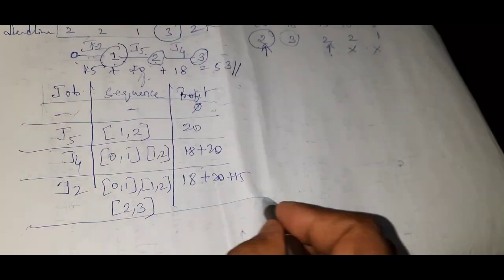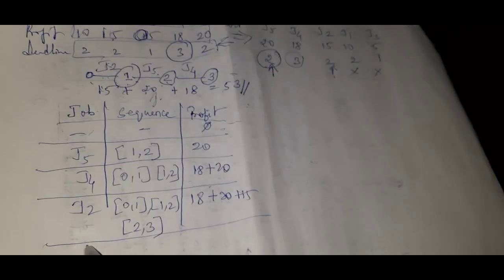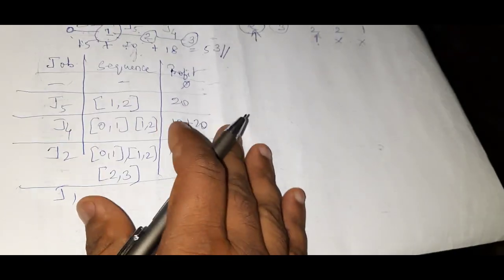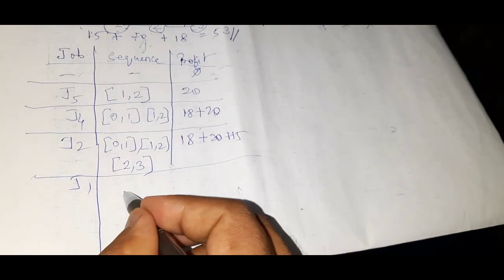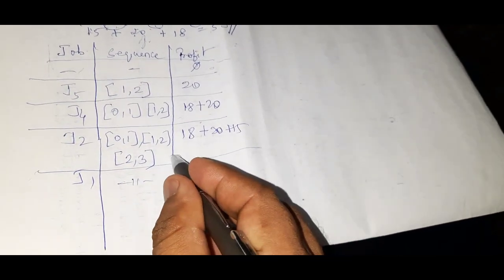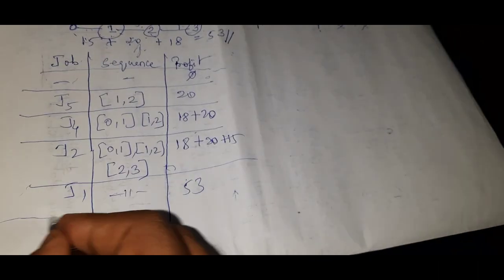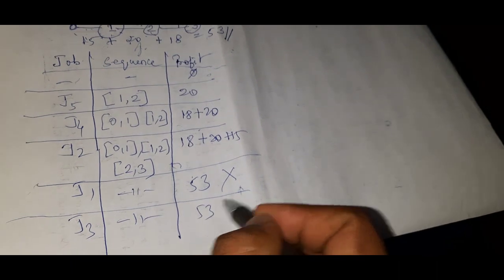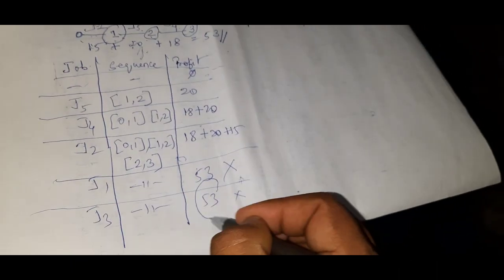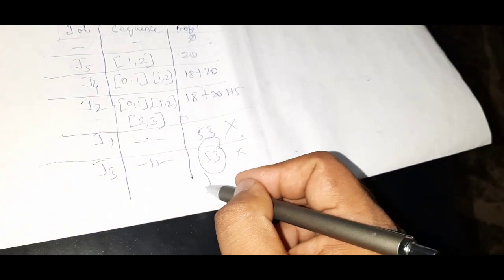The next jobs are not really going to be considered, but I have to perform the task. J1 means you can see there is no free slot, so it remains as it is, the total is 53, nothing changes, so it will be discarded. Then J3, same sequence, still 53, so it will not be considered. Finally, 53 will be the profit.